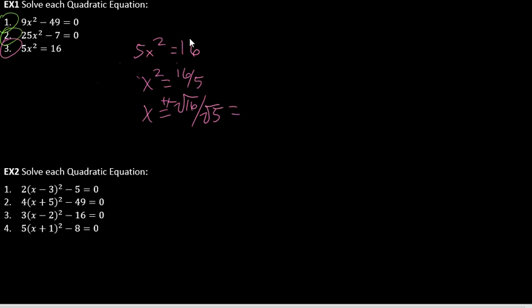I forgot to put plus or minus, so that's going to give me plus or minus the square root of 16, which is 4. Square root of 5, well, we don't have a nice cute square root of 5, and also we cannot have an irrational denominator, so we're going to have to rationalize the denominator. So we're going to multiply by the square root of 5, top and bottom, and that's going to give me 4 square root of 5 over 5.